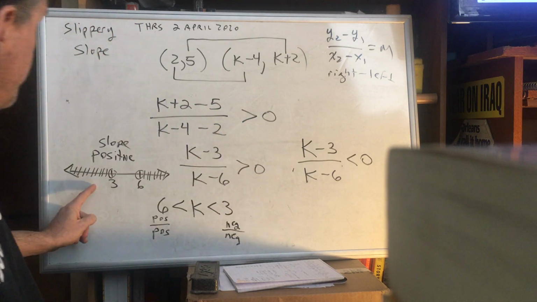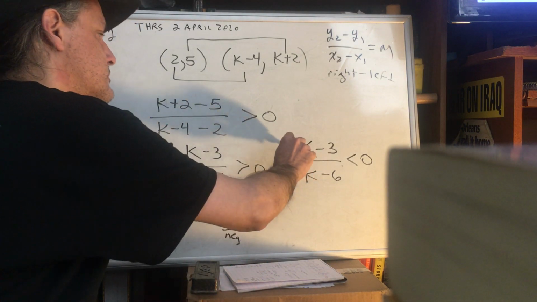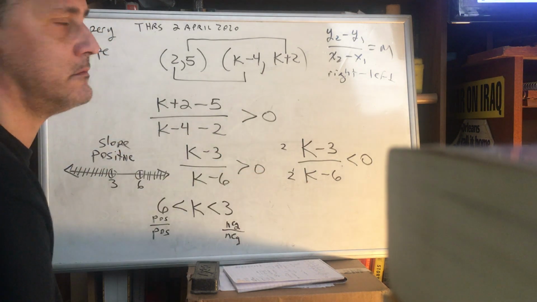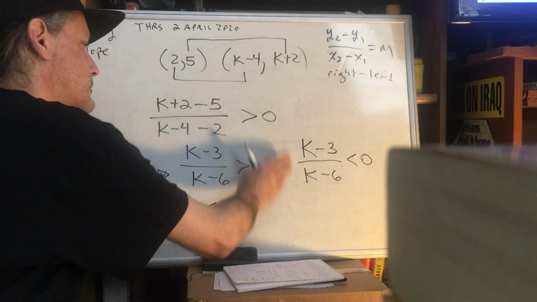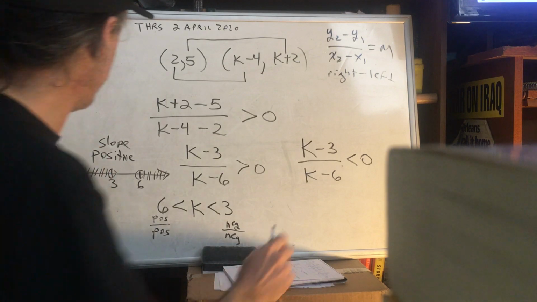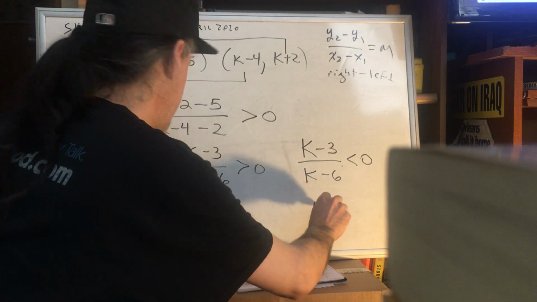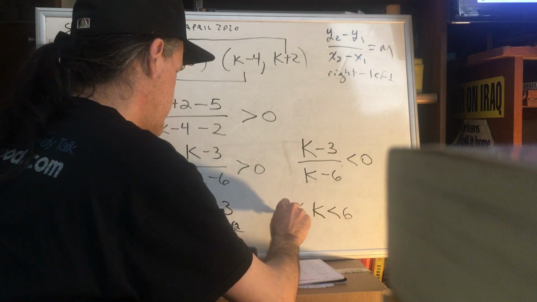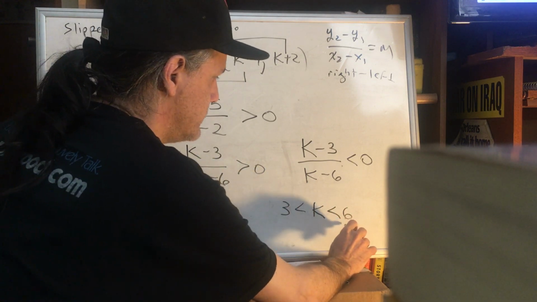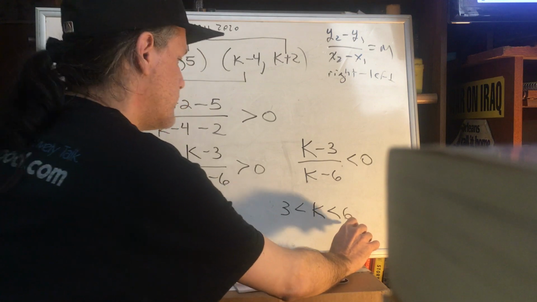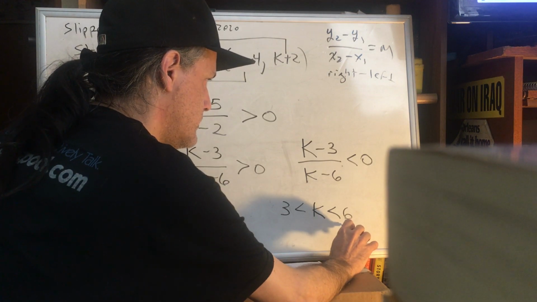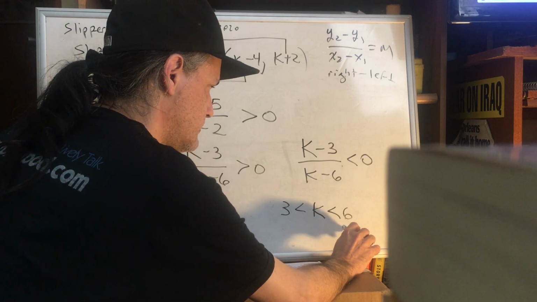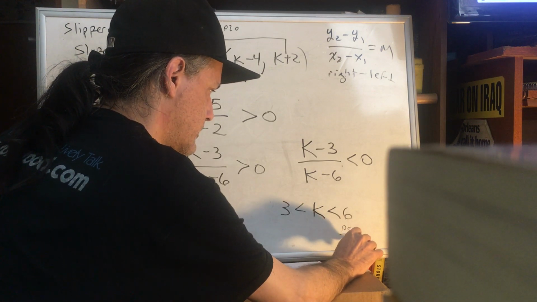Now let's test if it's true on the outside of this. If this is 2, then you're going to get a negative over a negative. So whenever you're less than 6 and greater than 3, you're going to get a positive over a negative.